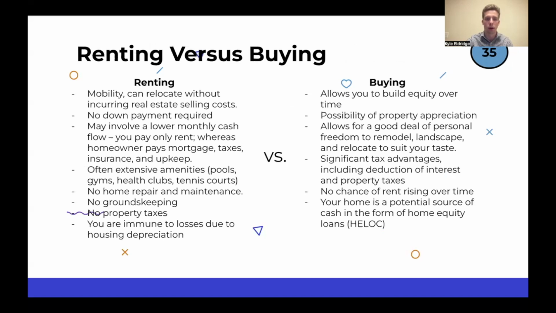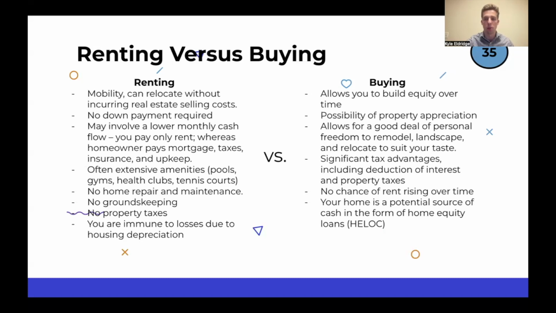Renting versus buying. Renting, you have mobility, which gives you the ability to relocate without incurring real estate selling costs. No down payment required. May involve a lower monthly cash flow. You only pay rent, whereas homeowners pay mortgage, taxes, insurance, and upkeep. There are often extensive amenities, including pools, gyms, and health clubs. No home repair or maintenance, no groundskeeping, no property taxes, and you are immune to losses due to housing depreciation. With buying, it allows you to build equity over time.